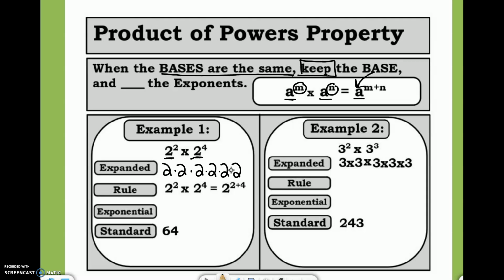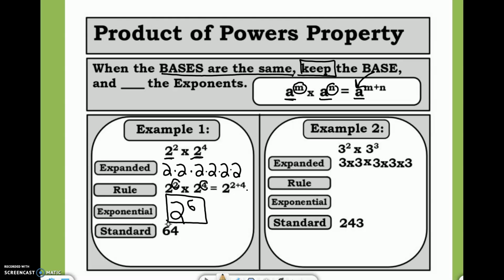The rule states that you take the 2 2's here, 4 here, you just add it up, and you would get 2 to the 6th. 4 plus 2 is 6. Okay. And the standard form is just taking 2 to the 6th power and making it 64. In this lesson, though, we're probably going to keep most of our problems in the exponential form because we're not going to be using calculators.